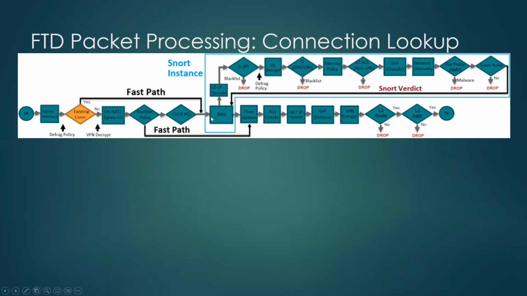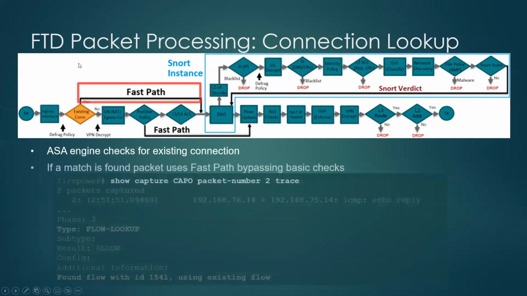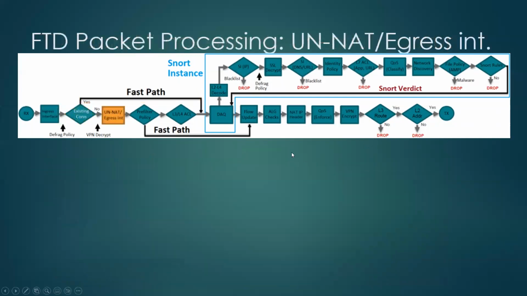So here packets are getting buffered, and then either it can go to the QS or it can go to the ASA line. Two lines are there: go for further analysis towards QS with respect to snort, or directly stay in the ASA path. So here you can see that the ASA engine checks for an existing connection. If a match is found, the packet uses the fast path, bypassing the basic checks. Then the packet reaches the NAT.